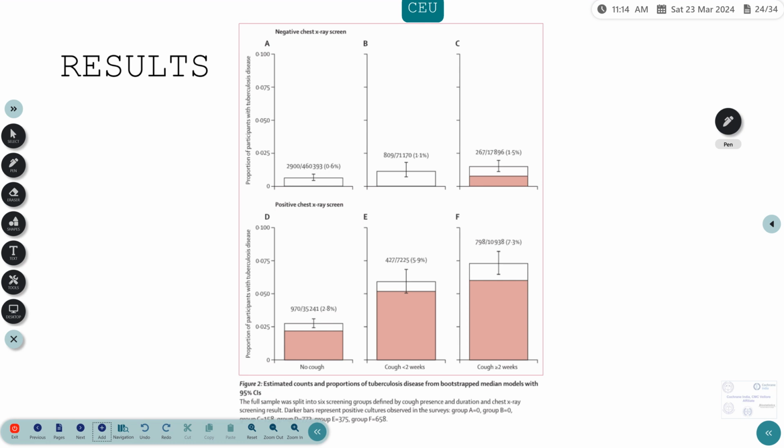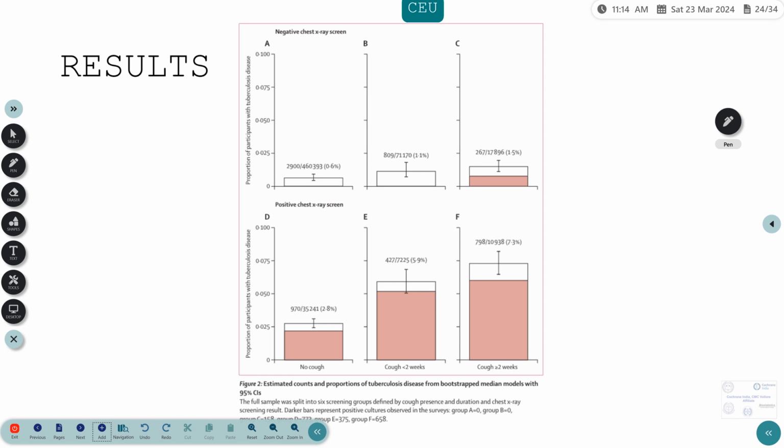This is the data where they have divided the population into 6 categories based on negative chest X-ray and positive chest X-ray, and based on the duration of cough: no cough, cough, and cough for more than 2 weeks. Here we see that the proportion of patients with subclinical TB was maximum in patients with cough for more than 2 weeks and who had a positive chest X-ray finding.